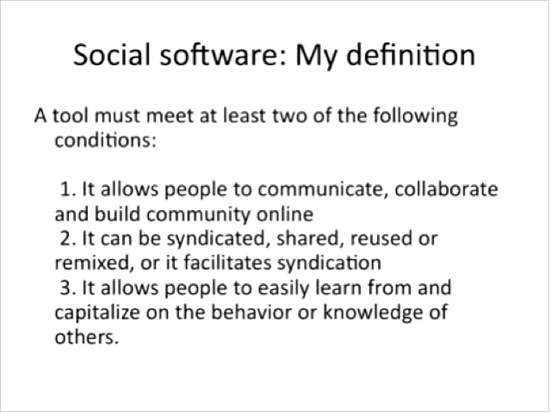So I thought that to be considered social software, a tool must meet at least two of the following conditions. It allows people to communicate, collaborate, and build community online. It can be syndicated, shared, reused, or remixed, or it facilitates syndication. So that's something like RSS feeds, or something that has RSS. Or it allows people to easily learn from and capitalize on the behavior or knowledge of others.